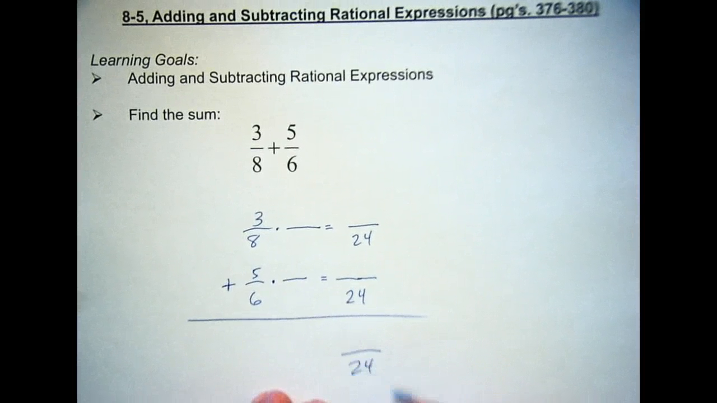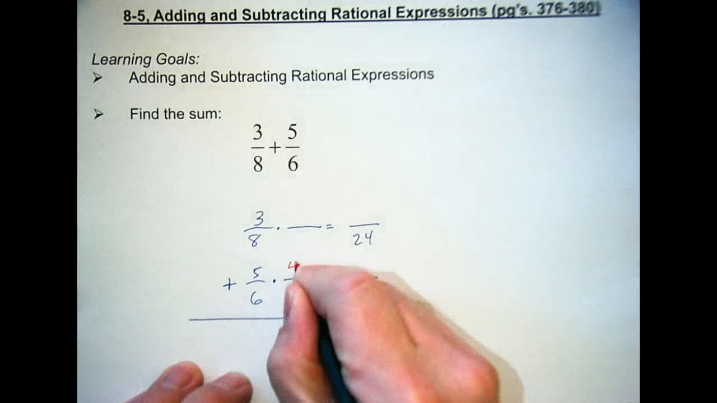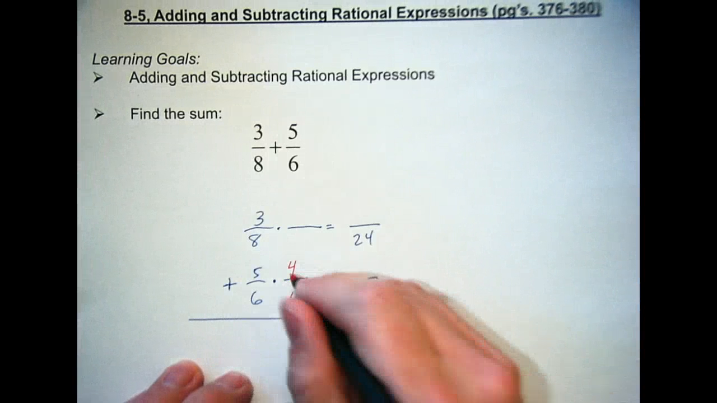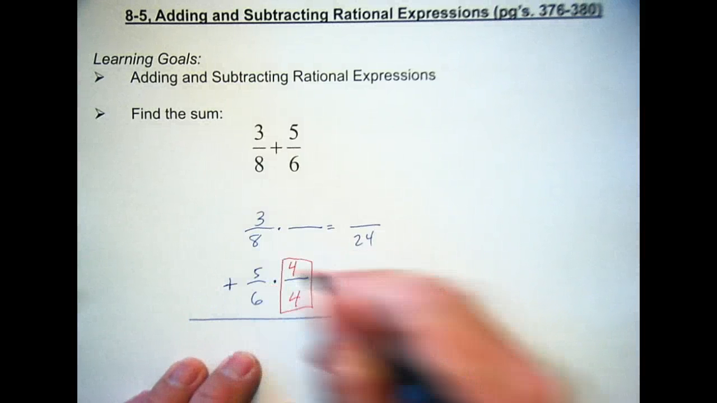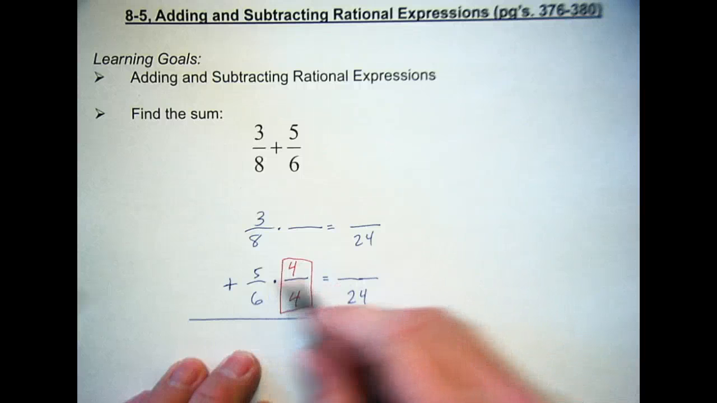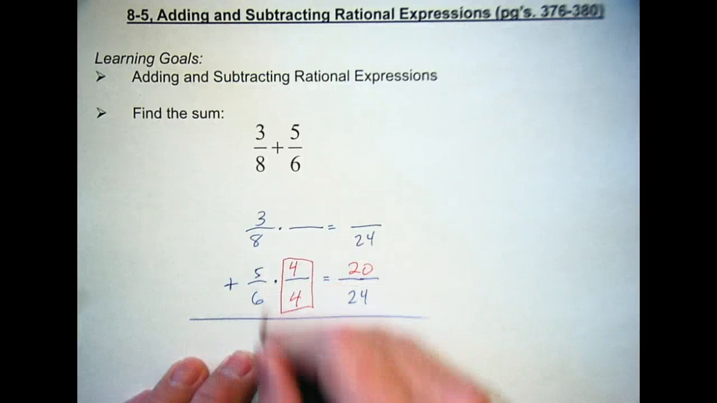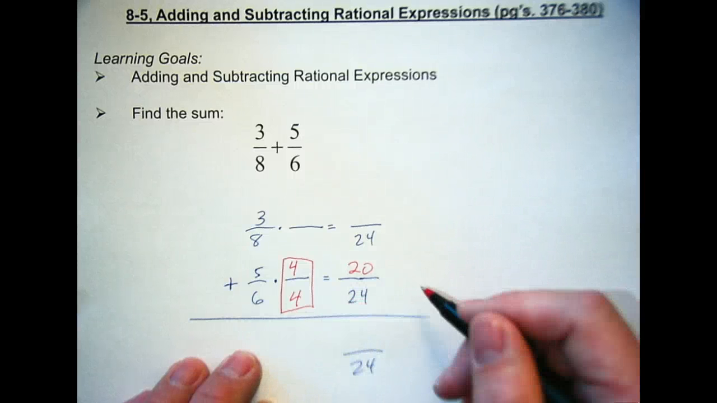24. Okay, what do I need to multiply 6 by to make 24? 4, which means I need to multiply the top by 4 as well. That way I'm not changing the value, because 4 divided by 4 is actually 1. So I'm multiplying 5/6 by 1, so I still have an equivalent amount. 5 times 4 is 20. 20/24ths reduces to 5/6. They're the same value. Okay?